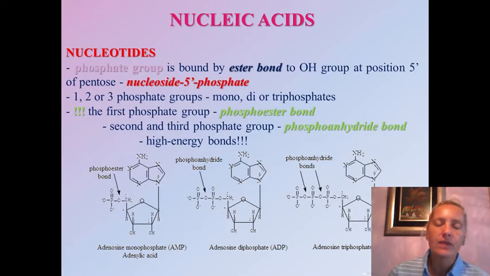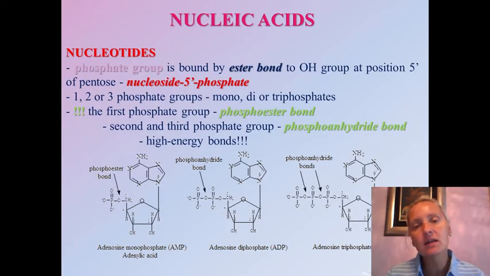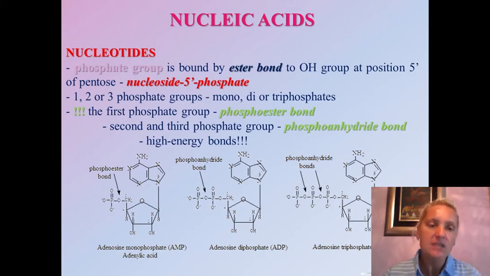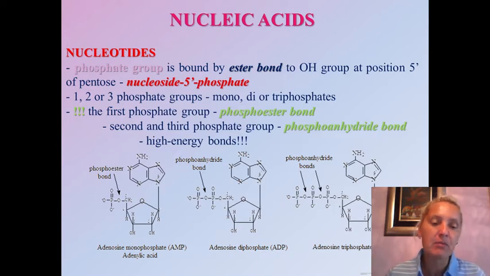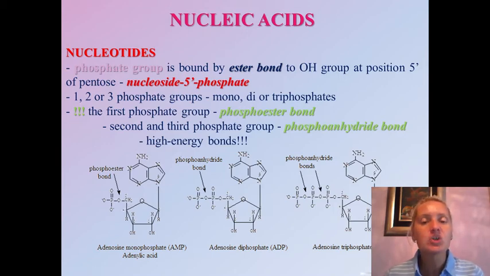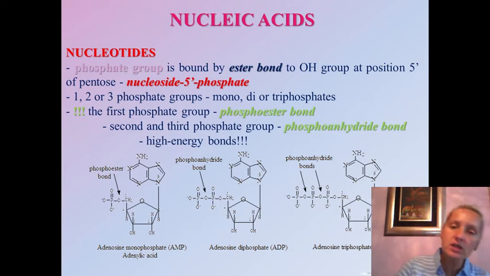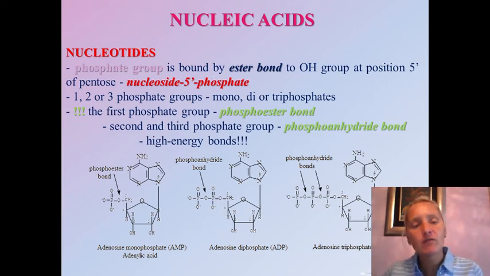Let's move on. When the third and last component is attached to the sugar moiety, then we have the formation of nucleotides. So a phosphate group is attached by an ester bond to the hydroxyl group at position number 5' of the pentose, as you can see here from the slide, thus forming a nucleotide whose name is formed as a nucleoside 5' phosphate.